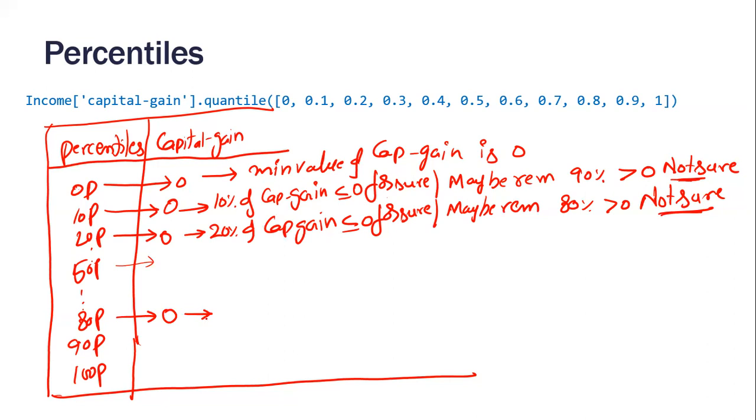Tell me the first statement, all of you. If 80 percentile is 0, what is your first statement? Put that in the chat window. What is going to be our first statement? 80% of capital gain is less than or equal to 0 for sure.